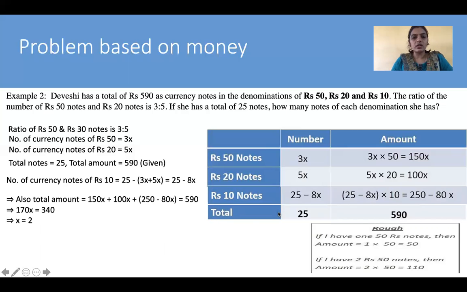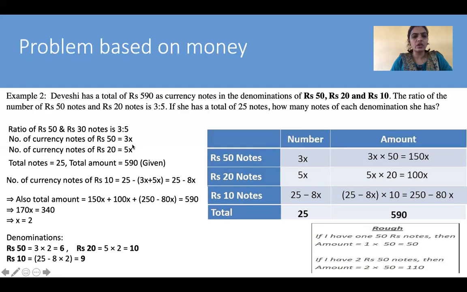Again it is given in the question that the sum of money is 590. So if we add the amounts, we get 150x plus 100x plus 250 minus 80x, that is equal to 590. It is given in the question. So here we got a simple equation. Solve it for x. We get x is equal to 2.